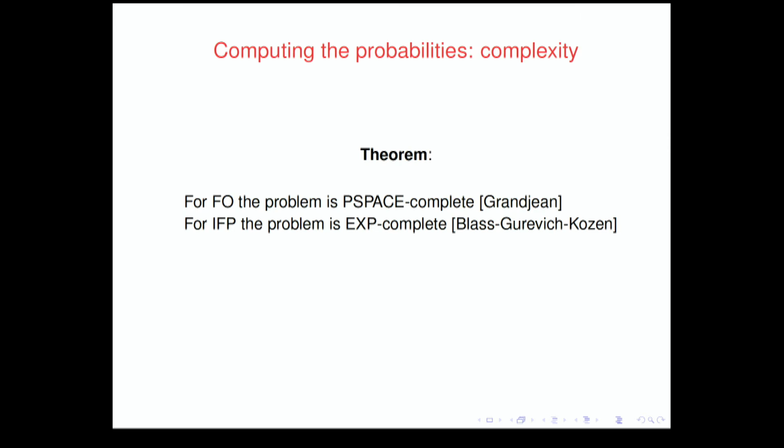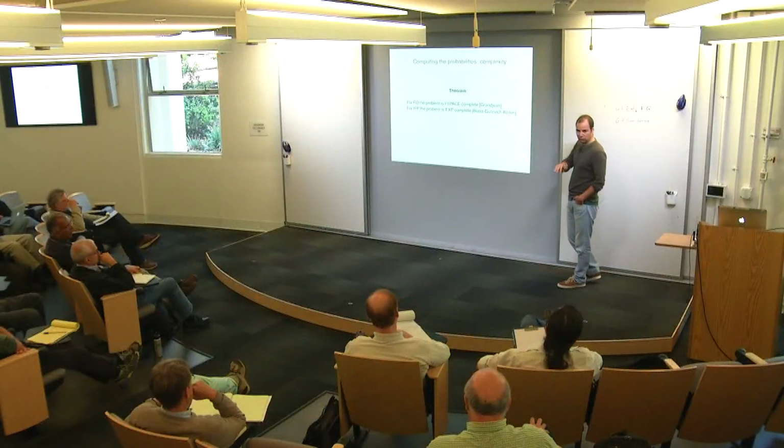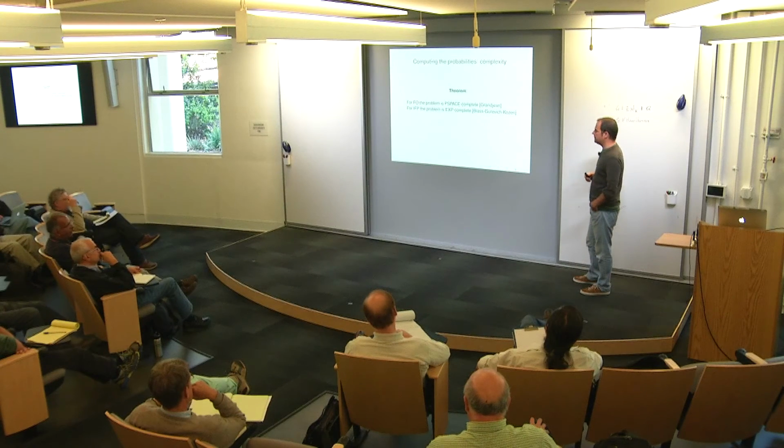The exponential time completeness was proved by Blass, Gurevich and Kozen, and this requires... actually, no, the hardness again could follow for free, even though this is not how they do it, it could follow for free from the theory of equality.